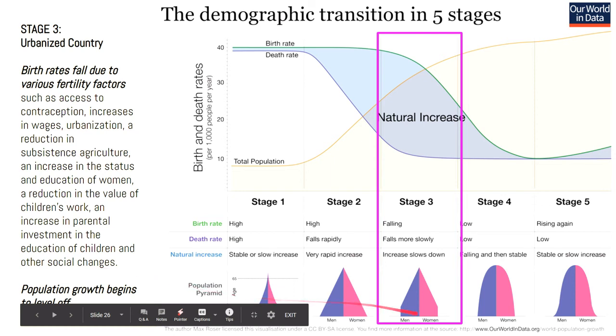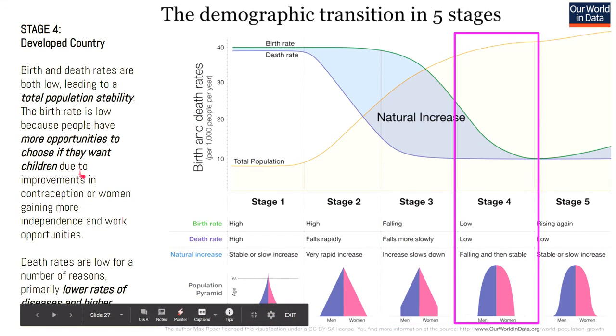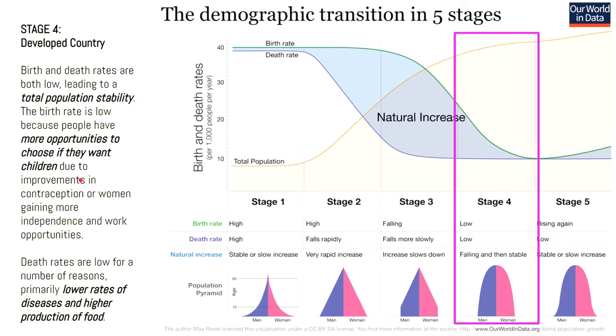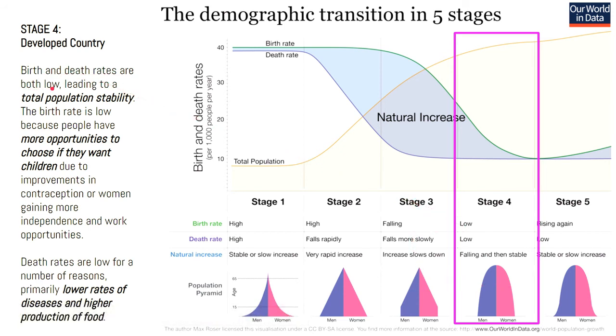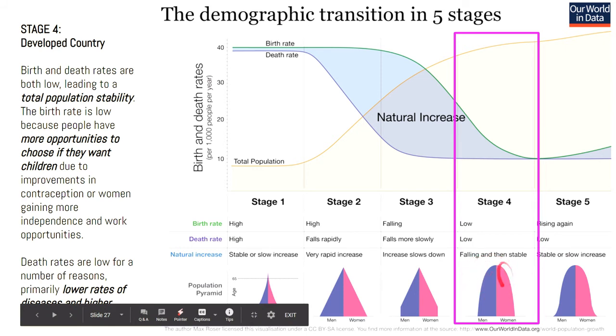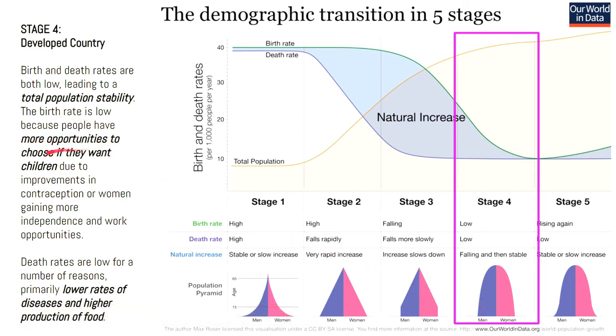Population growth begins to level off during stage 3 as the country transitions because of all these factors. Next stage is stage 4. This is what's seen in developed countries, and hopefully this is what will happen to the Philippines in the future, 10 years from now. Birth and death rates are both low. So fewer people are dying because of advancement in medicine and food supply, and people are having fewer children. The birth rate is low because people have more opportunities to choose whether they want children, due to improvements in contraception and, again, women gaining more independence and work opportunities.